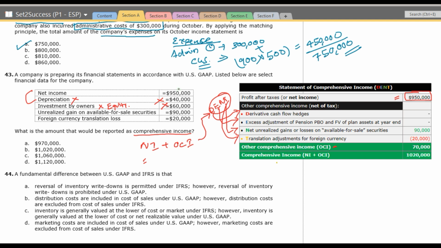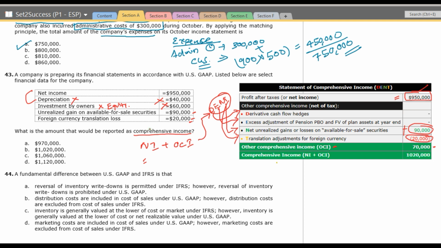We will start with net income, that is 950,000, and net unrealized gains and losses on available for sale securities. We have got a gain of 90,000, that must be added. And we have incurred a foreign currency translation loss of 20,000, which must be deducted. So we get other comprehensive income, which is 70,000.